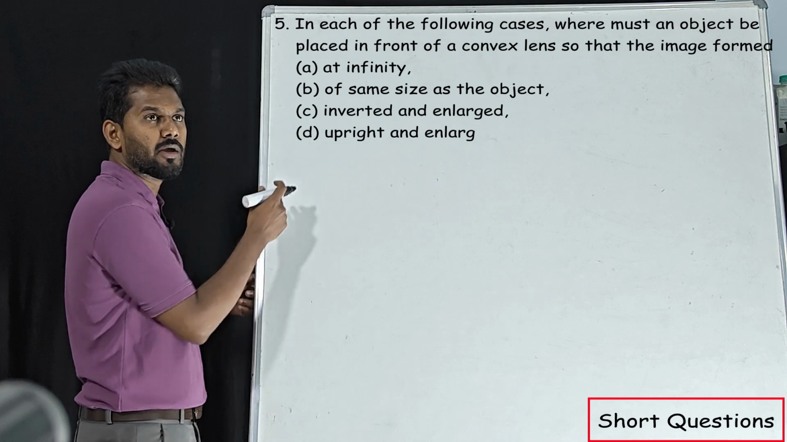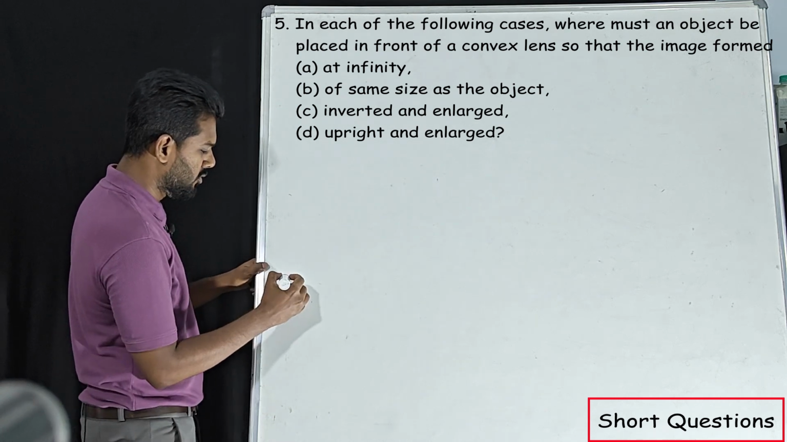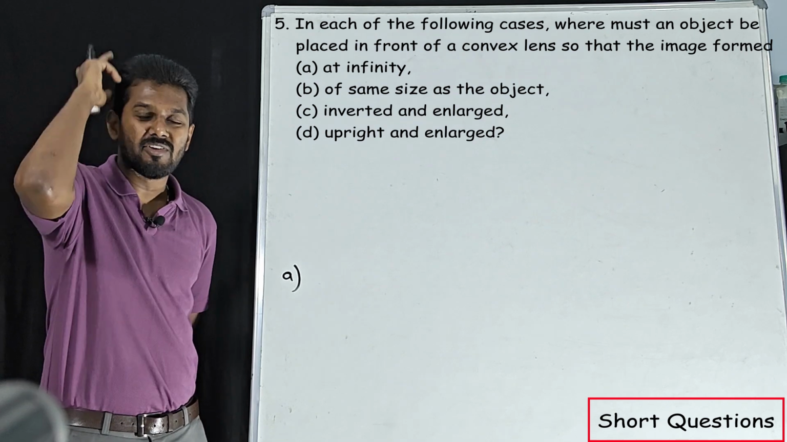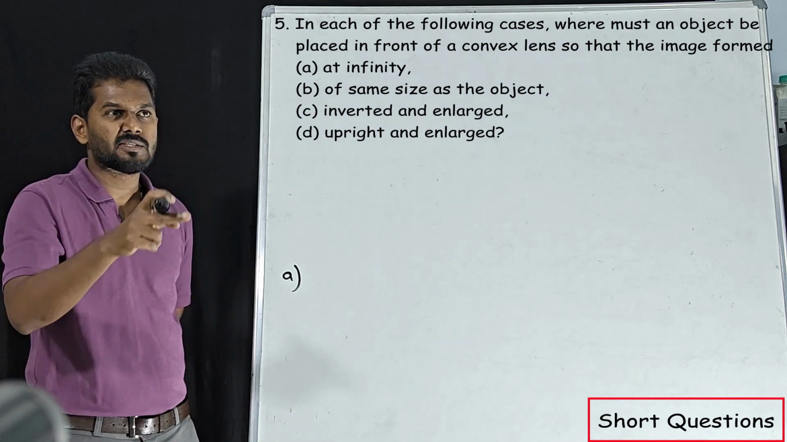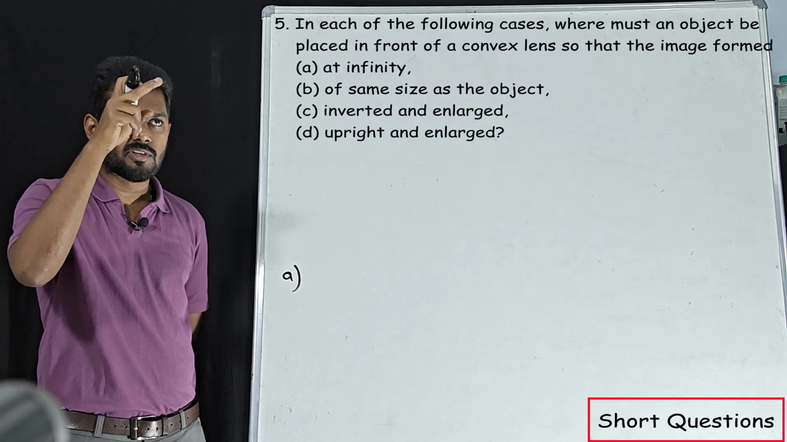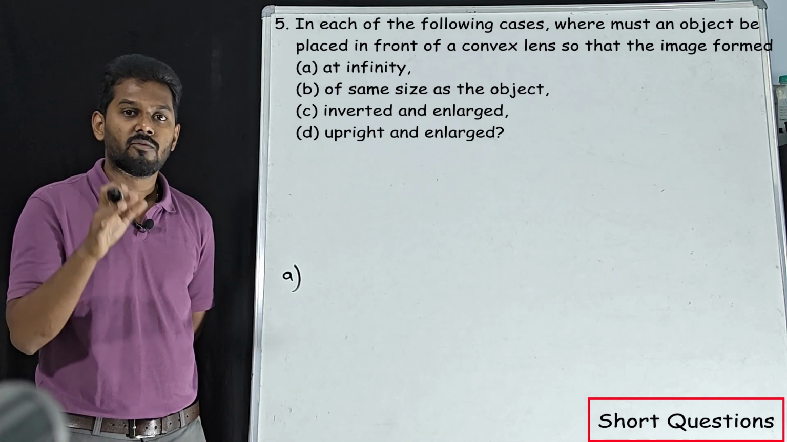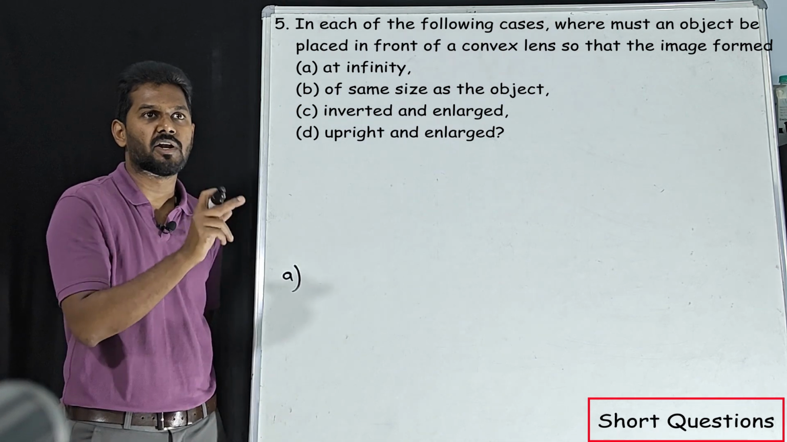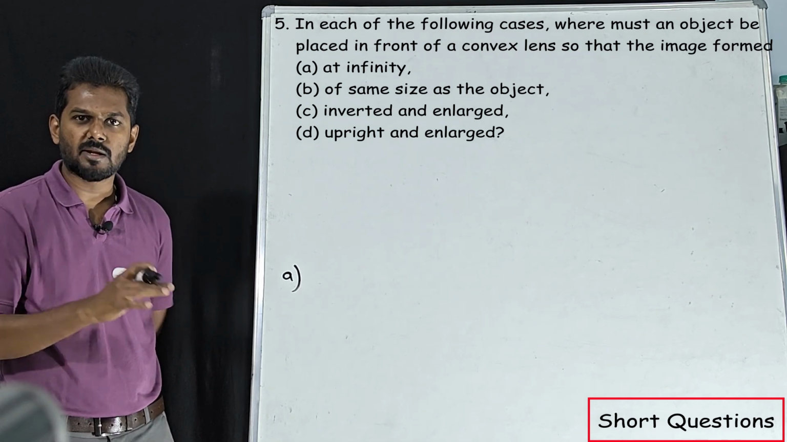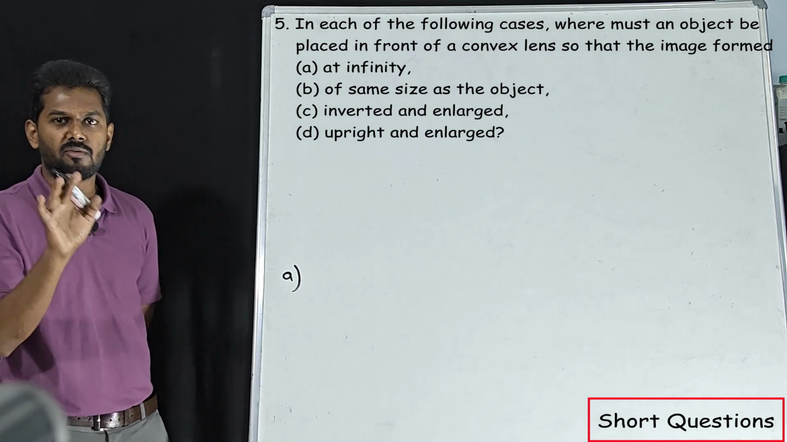So we have A, B, C, D, okay, we'll go one by one. Here, to get the image at infinity, see, A, B, C, D are the positions of the image. So they are asking, if these are the positions of the image, where should the object be placed in front of a convex lens? See, if you know the ray diagrams properly, these kind of questions are very easy.